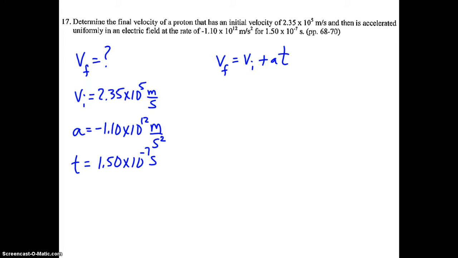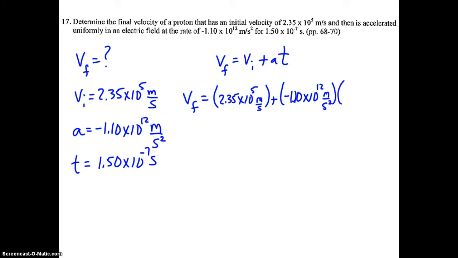So we start with that equation. We now substitute with units. Our vi value is 2.35 times 10 to the 5th meters per second, plus our given a value, negative 1.10 times 10 to the 12th meters per second squared, and our time, 1.50 times 10 to the negative 7 seconds.